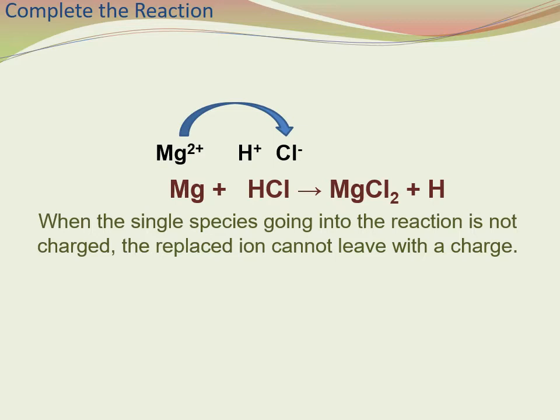Now, the note says when the single species going into the reaction is not charged, the replaced ion cannot leave with a charge. Since magnesium did not come in with a charge, that means hydrogen cannot leave with a charge. But hydrogen can't leave just as H. It is a diatomic, so I have to put a 2 on the hydrogen. Then I will balance the equation, and I'm good to move on.